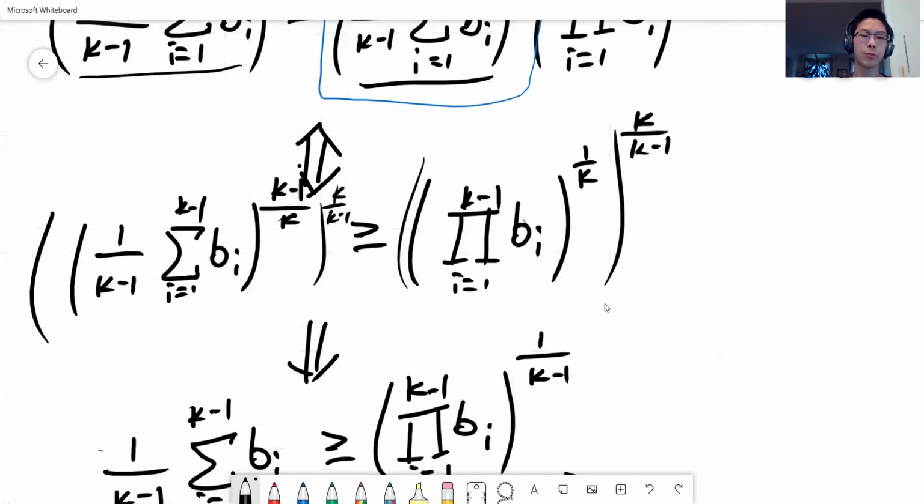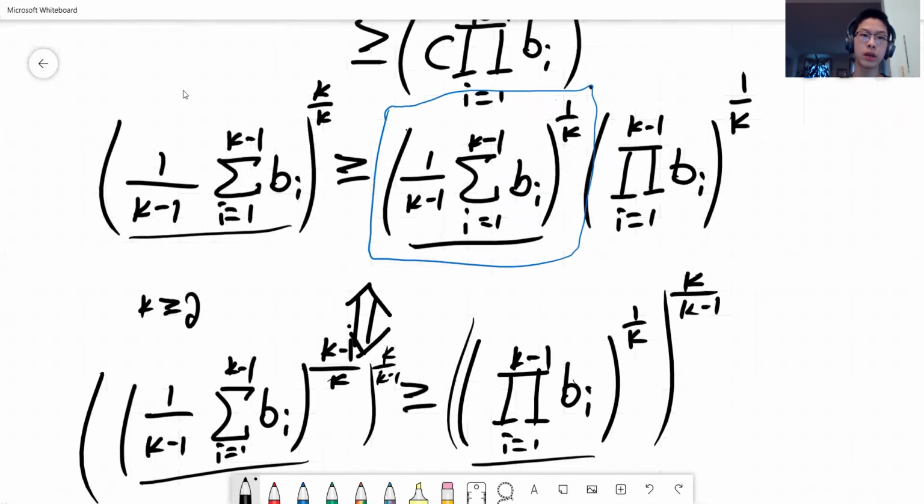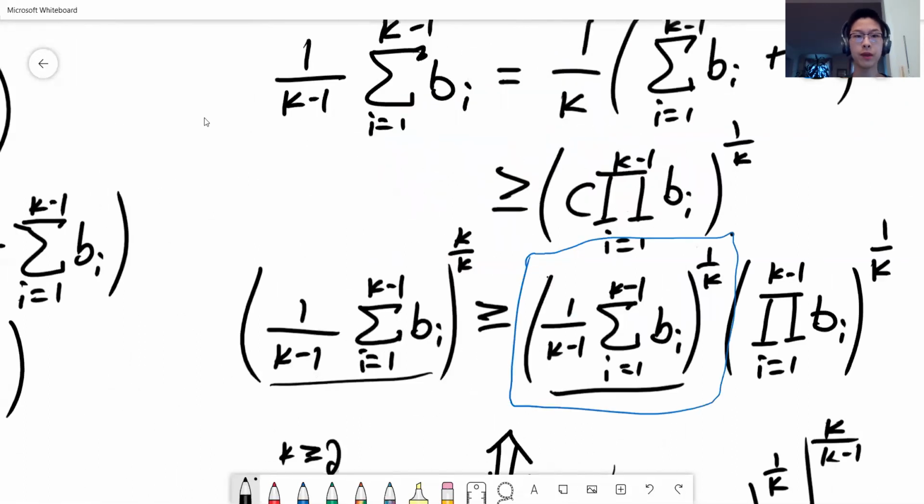So let me repeat what I did here. I had an inequality and I took both sides to the k over k minus 1th power, which is a positive power. I'm assuming k is greater than or equal to 2 here. And these two things are both greater than or equal to 0. So taking both things to a positive power will preserve the inequality. So that's how I can finally get this, as desired. So that's what we did. So we finished the problem.